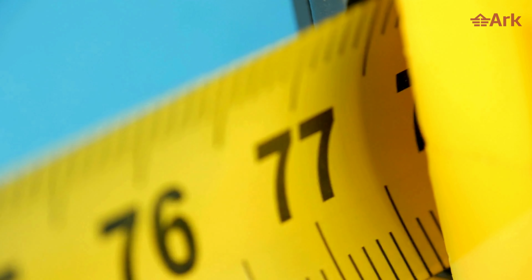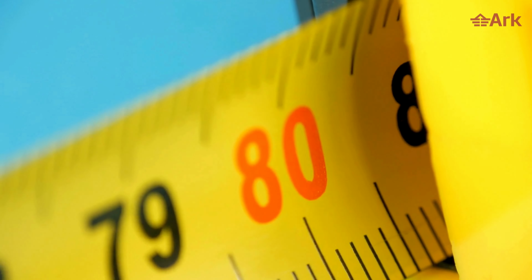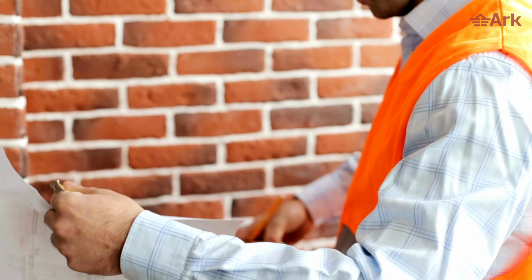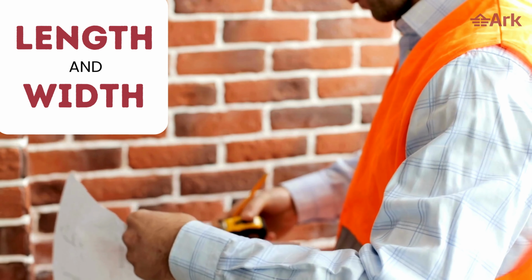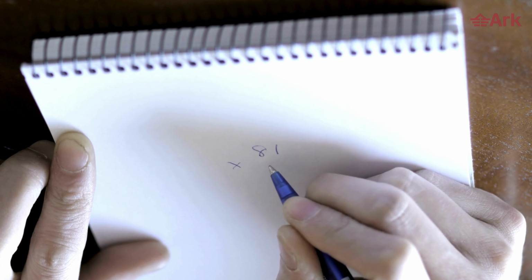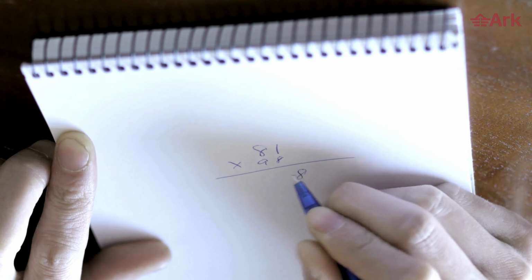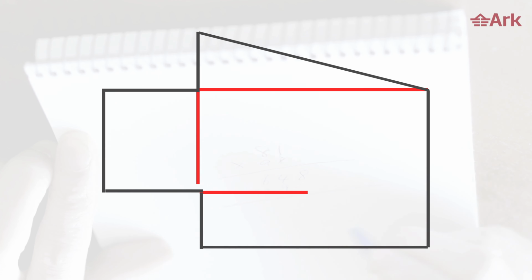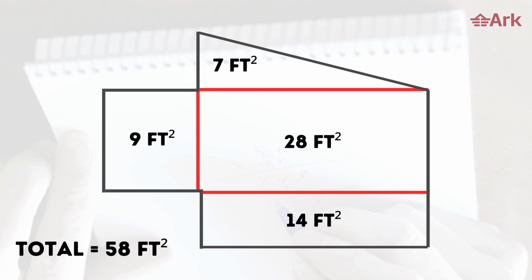Well, to start things off, measure the area where you want to install the new flooring. In most cases, it is recommended to use a tape measure to determine the length and width of the room. Then multiply the length and width together to calculate the square footage. And if your room isn't a perfect rectangle, break it down into smaller and more manageable sections. Then calculate each separately.